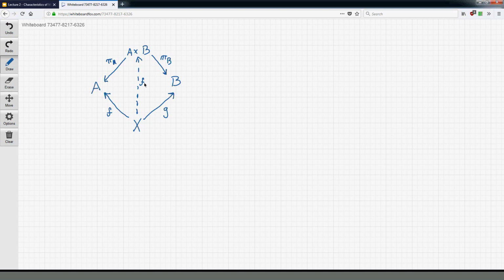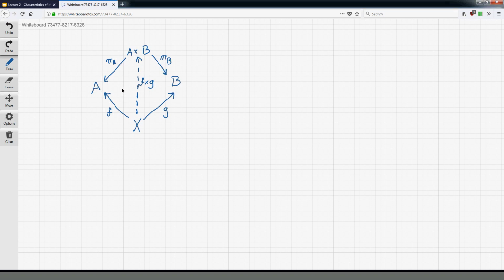So we're going to just call this F cross G. Essentially, if you consider these to be functions on sets, it's basically running these two functions in parallel. And this diagram commutes. That's the universal property. For any two functions going to A and B, there is a unique morphism from X.